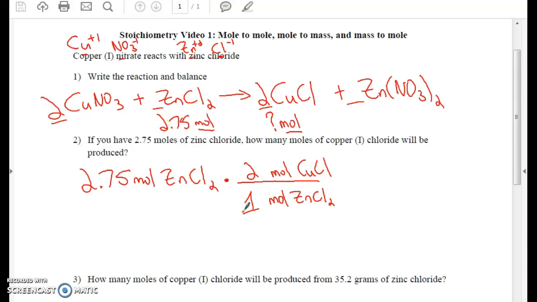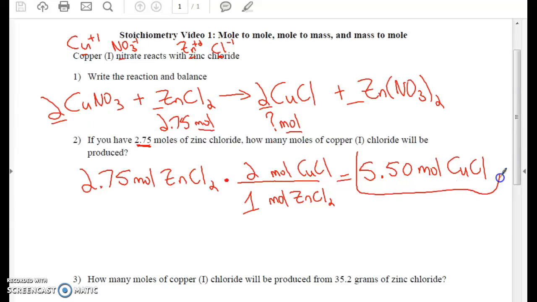So when you do this reaction, you use up 1 mole of zinc chloride, but you produce 2 moles of copper 1 chloride. And this is why we have to make sure we balance the equations, because we need these coefficients. So now when you do the math, you just do 2.75 times 2, keeping in mind that you're starting off with 3 significant digits, so we want our answer to be 3 significant digits, and you get 5.50 moles of copper 1 chloride. And that ends up being your answer.